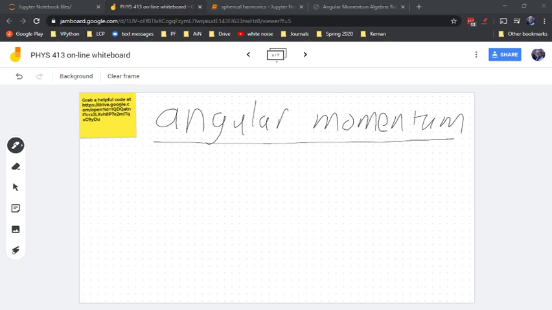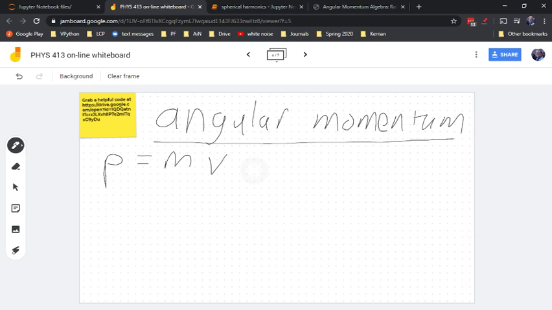So let's just go down the line. The simplest way to think of angular momentum, right? When you have linear momentum, it's an object's mass times its velocity, right? It's the moviness of an object. It's how fast it's traveling and how much stuff is traveling.